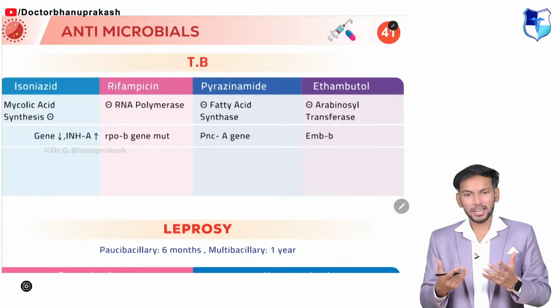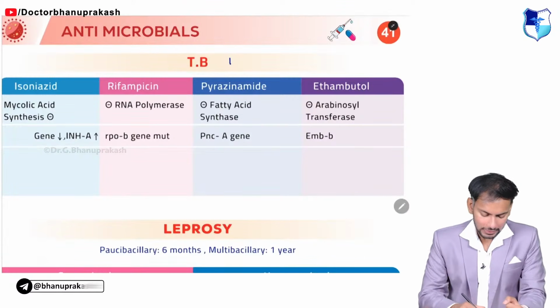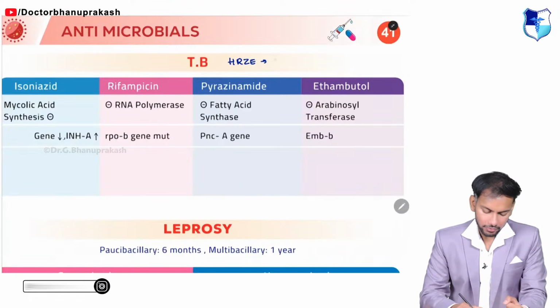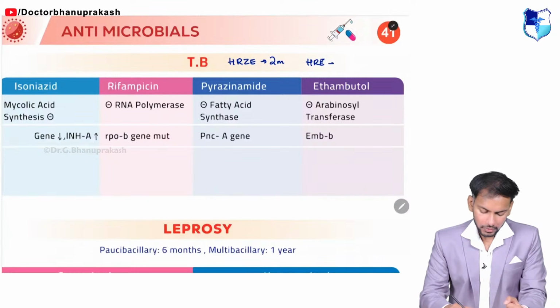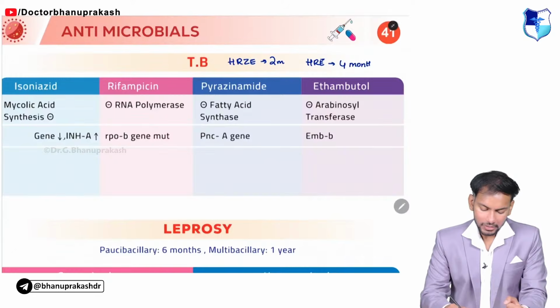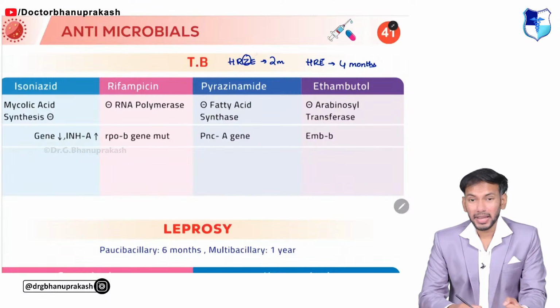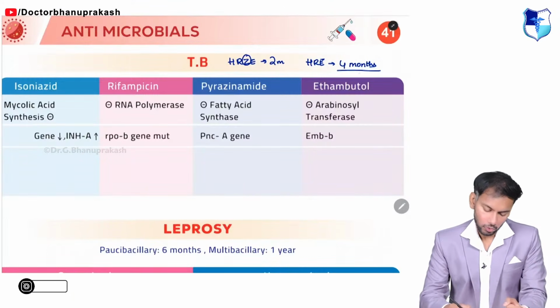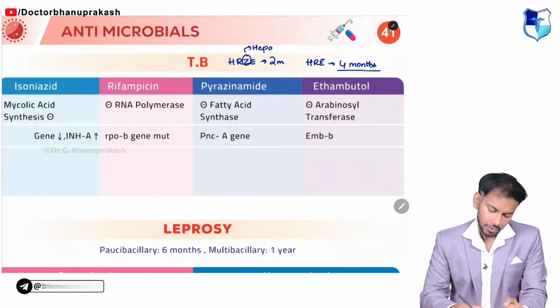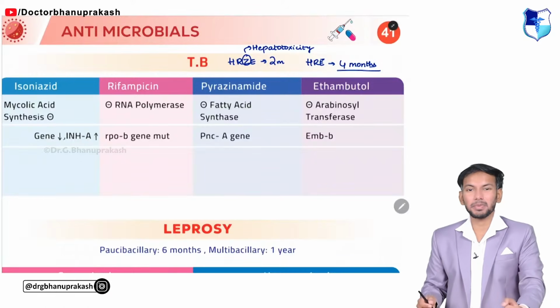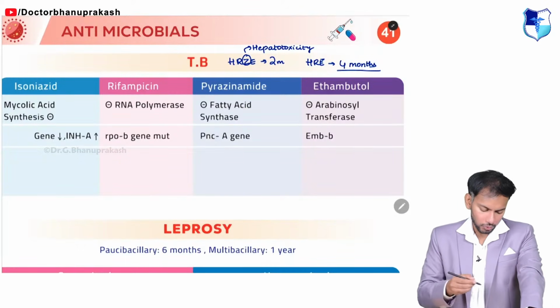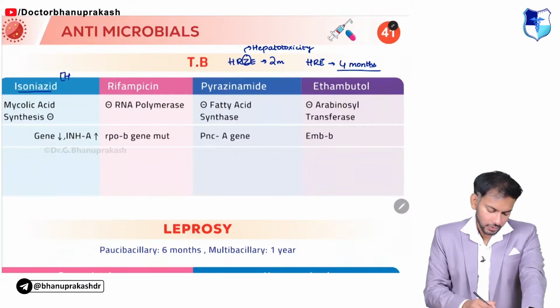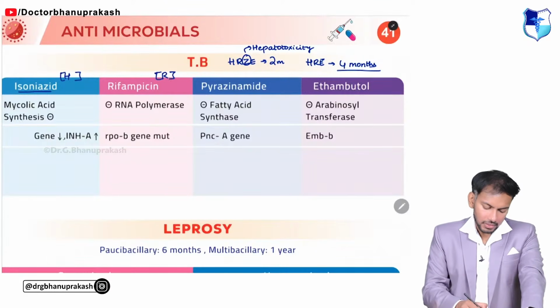Yes. So now we are starting with the TB treatment. Now the regimen of TB is HRZE for 2 months, HRE for 4 months. Now why are we excluding Z, that is pyrazinamide, for the next 4 months? Because this is very hepatotoxic. That is why we give it only for 2 months. Did you understand this? So this is the basic treatment of TB. So you see here, H is for isoniazid, R is for rifampicin, Z is for pyrazinamide, E is for ethambutol.